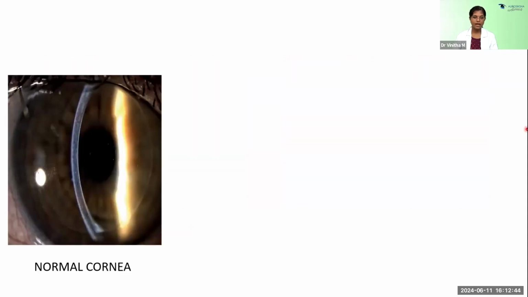Let's see how we are able to see the cornea in the slit lamp. The illumination should be placed at 45 degrees to the viewing point. The outermost line is the epithelium, the innermost is the endothelium, and the central part is majorly comprised of stroma.